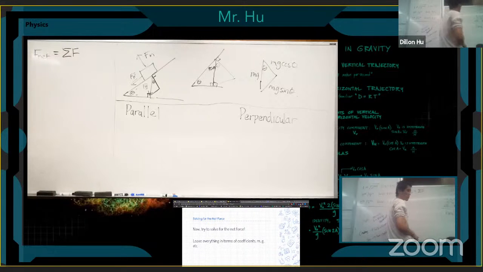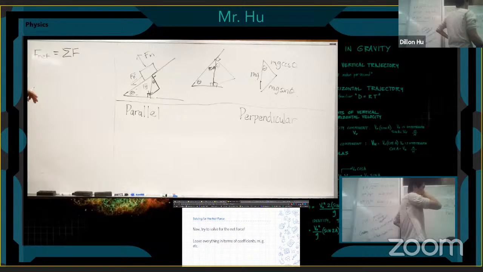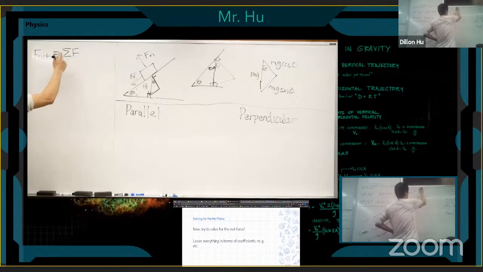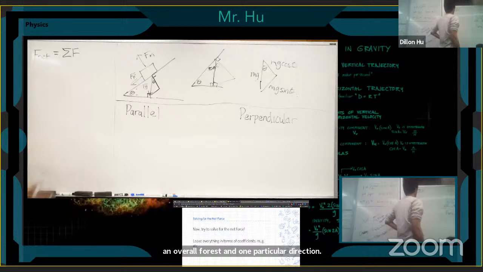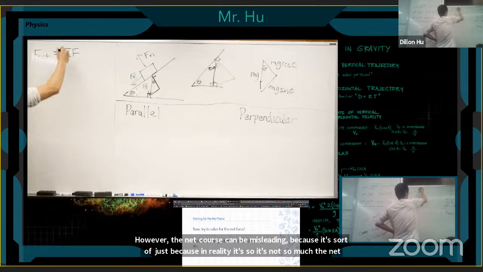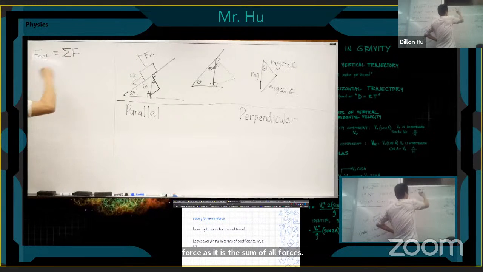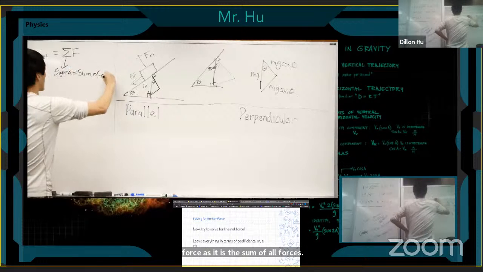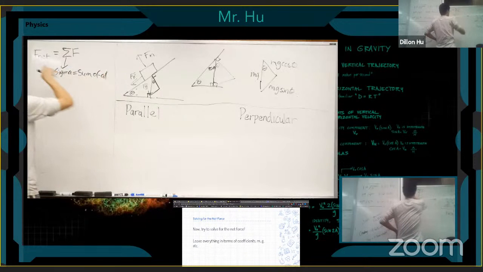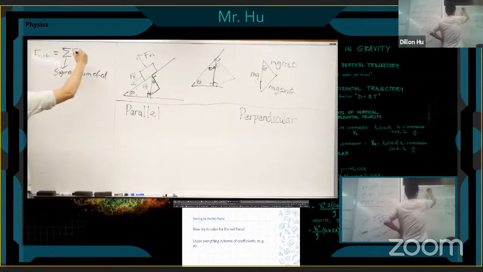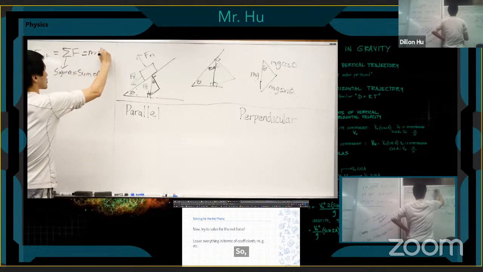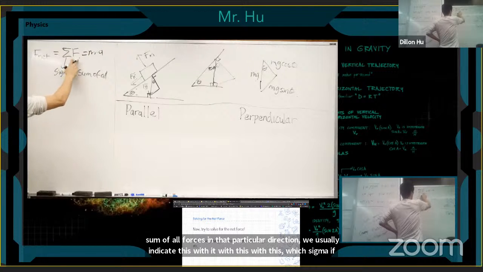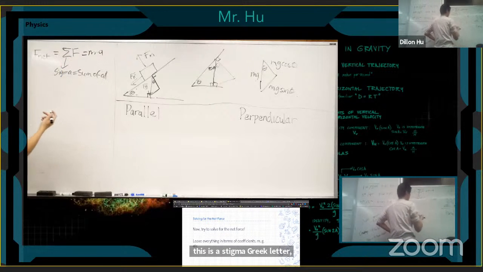The net force tells us the overall force in one direction, and this is actually the sum of all forces in that particular direction. We usually indicate this with sigma F. This is a sigma, the Greek letter, which means the sum of all. So the net force is really the sum of all forces in that direction, and this equals our mass times acceleration in that direction.